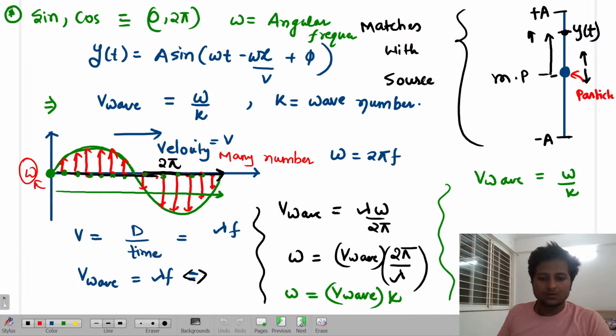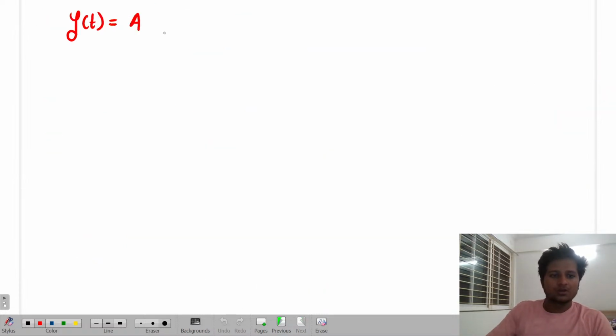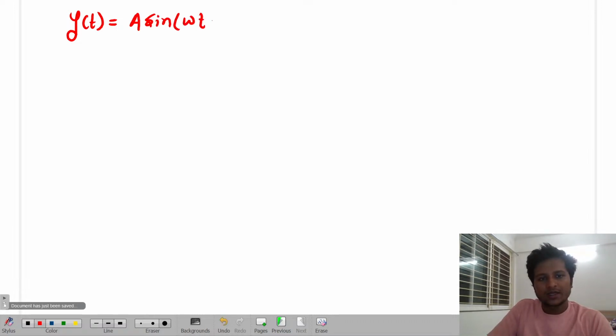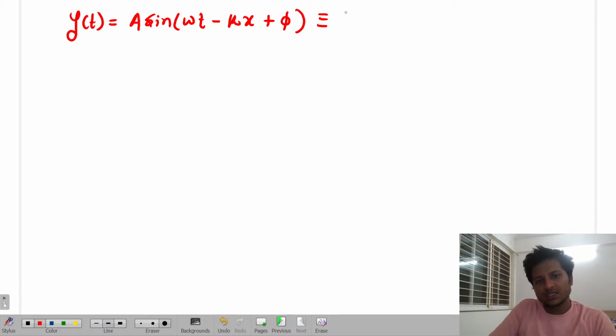Okay, so we can write it as a sine of omega t, and if we put omega by v, you will get kx plus phi. So this is basically called the equation of a progressive wave.